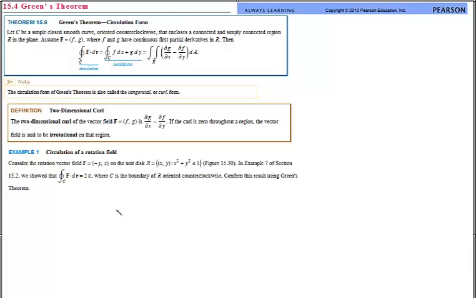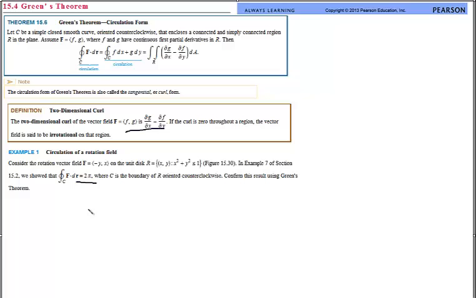In example 1, I'm going to find the circulation of a rotational field, and we did this example in section 15.2. So what we're going to do now is just confirm that we get the exact same answer that we did before. We will also use the definition of a two-dimensional curl right here and what that equals.